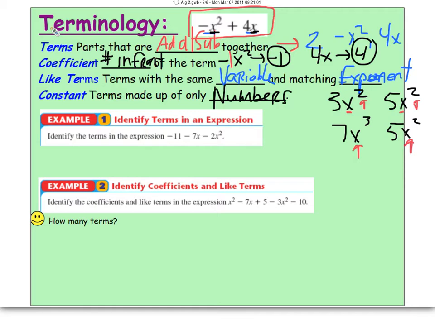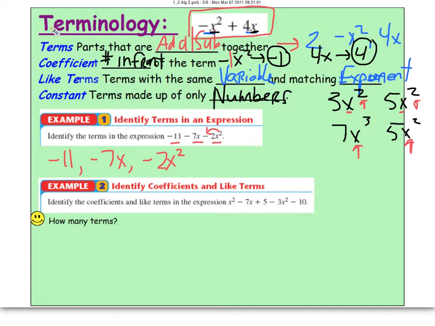So what they want us to do here is identify the terms in the expression. For this first one here, there's 1, 2, 3 terms. I would say one is negative 11, the other is negative 7x, the other is negative 2x squared. The term does own the sign in front of it, so that's why I know, for example, the 2x squared owns that negative.